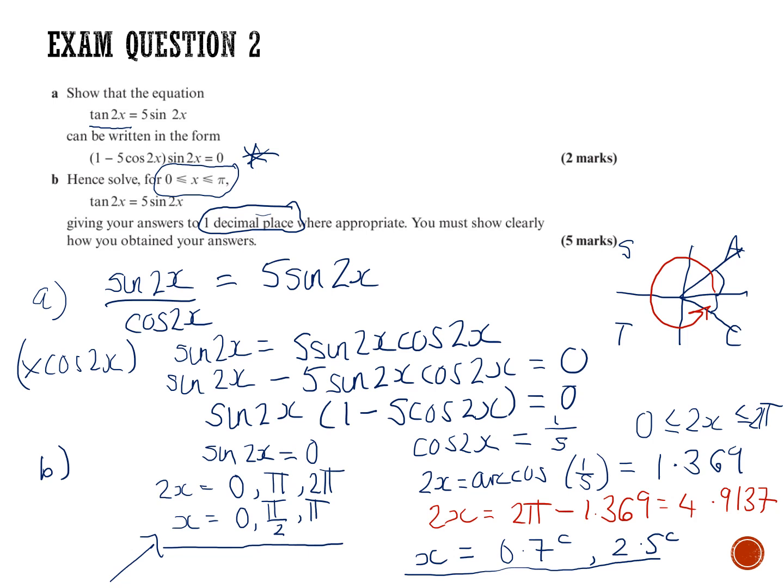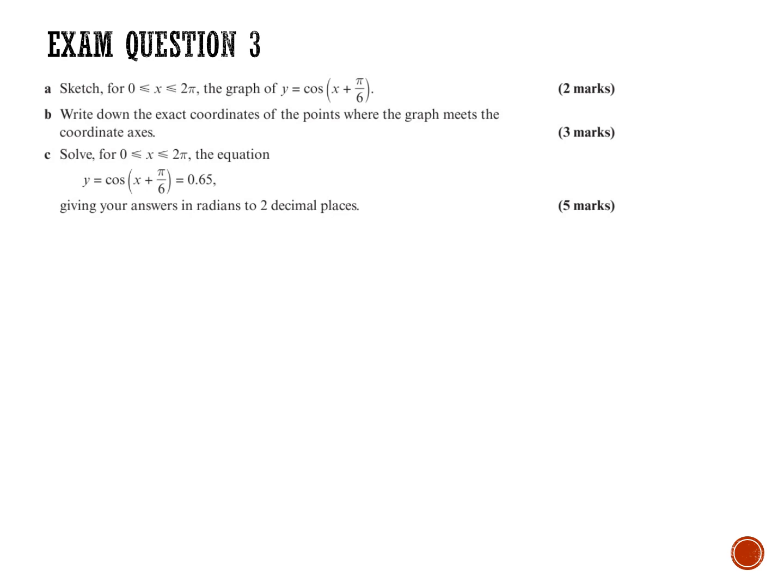Okay, that was number 2. 1 then. All right, so this is a 10-mark question. So there's quite a lot going on there. First bit is sketching a graph. Second bit is finding where the graph meets the coordinate axes. And then the third part there is solving an equation, which is the majority of the marks down there.